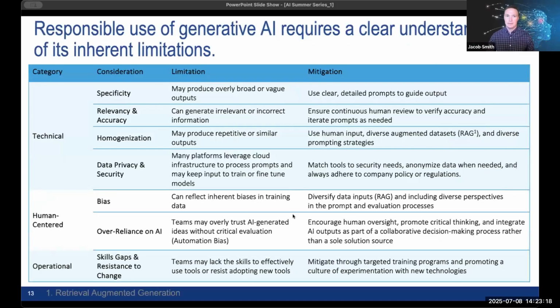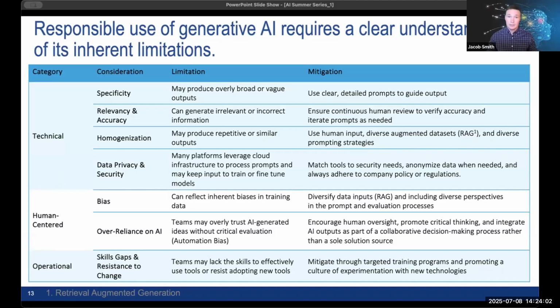So with a list of benefits also come some very unique limitations associated with these tools and the models that they're built upon. Within this chart, I've separated these limitations into three categories: technical, human-centered, and operational. Some of you who have been using these tools may have experienced some of these limitations. Particularly in the earlier models, things like specificity were not so great. You might get overly broad or vague outputs. But if you use clear, detailed prompts, you can slightly mitigate that specificity issue. And we'll get into prompting in a couple of slides here.